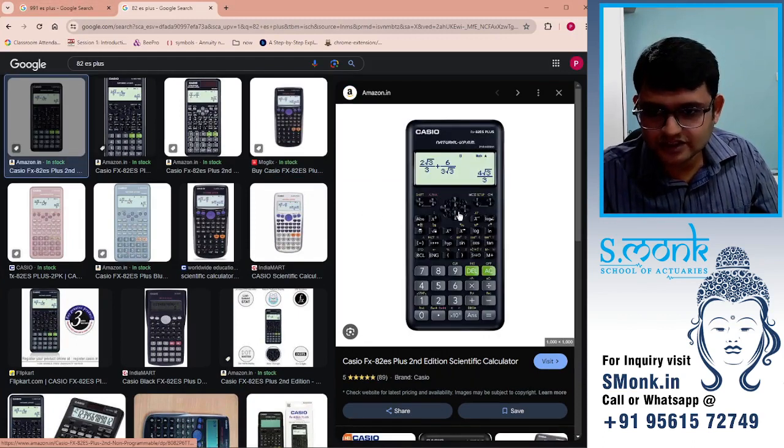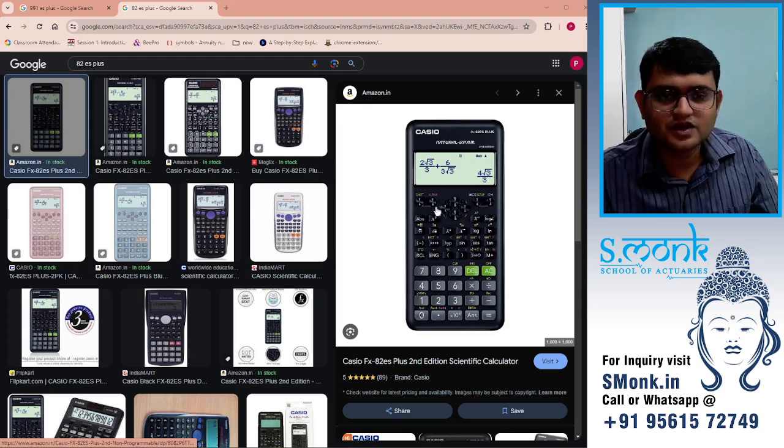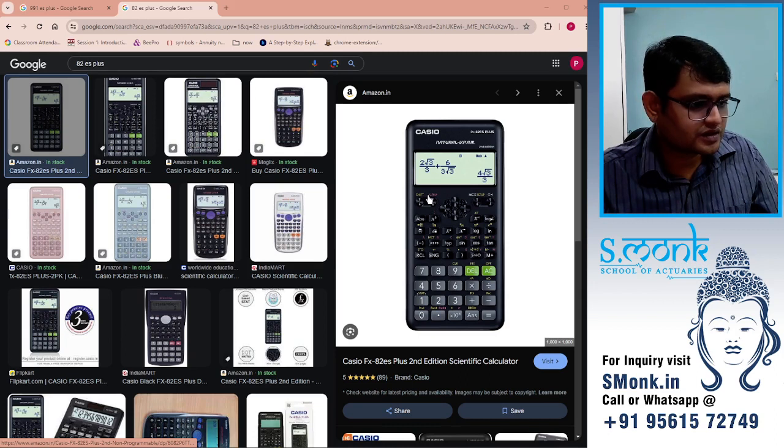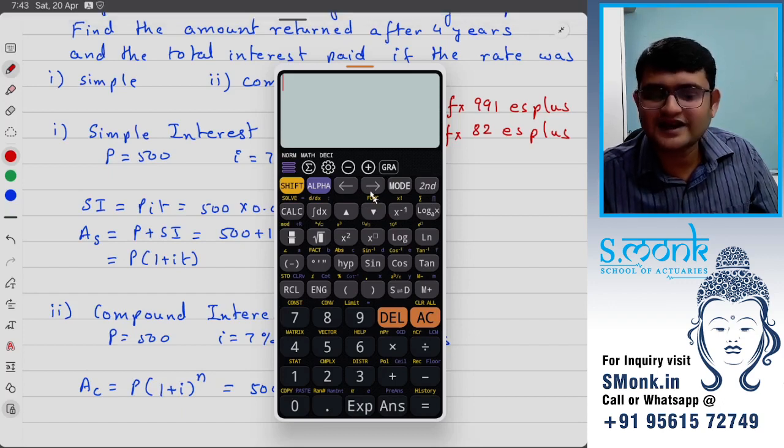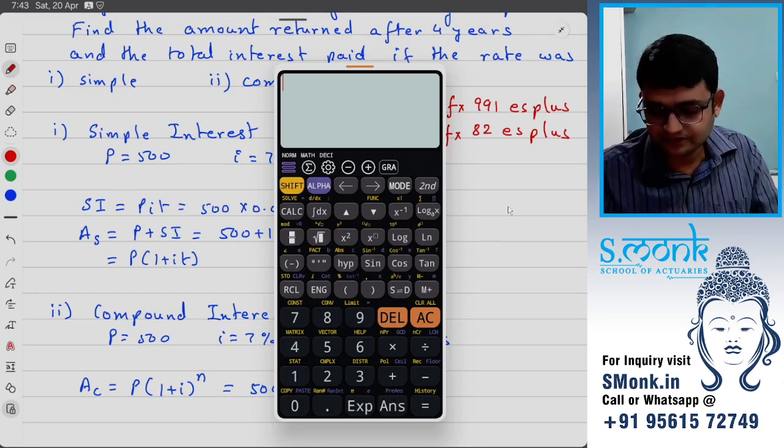It is also present here. You can see 4 buttons. So if you are using an app for calculation for practice, make sure you download the one that has these 4 navigation buttons.